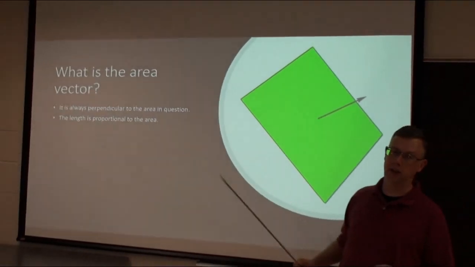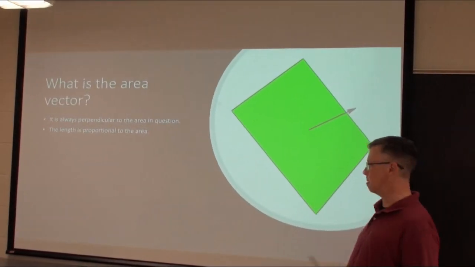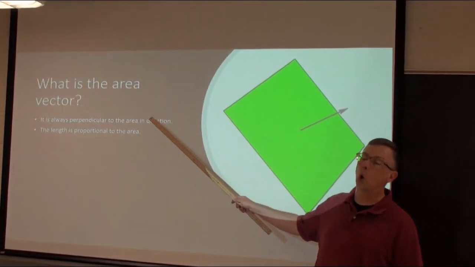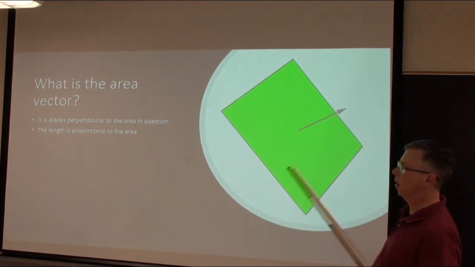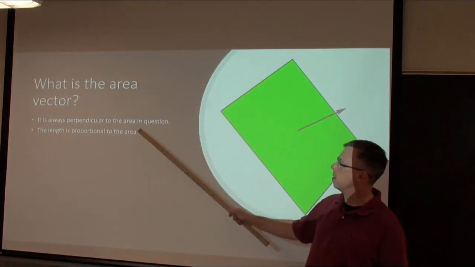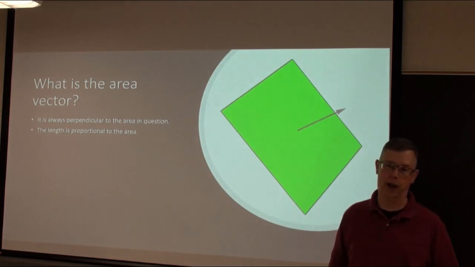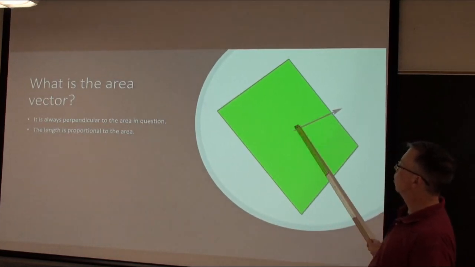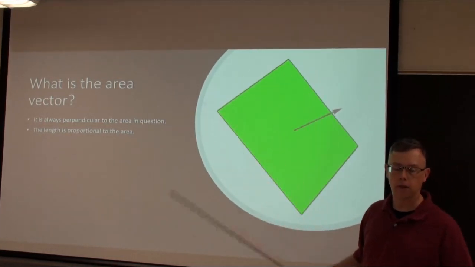So what is the area vector? That is something you guys may not have seen before. The area vector is always perpendicular to the area, and its length is proportional to the area. So a tiny little area will have a small vector, and a larger area will have a larger vector.